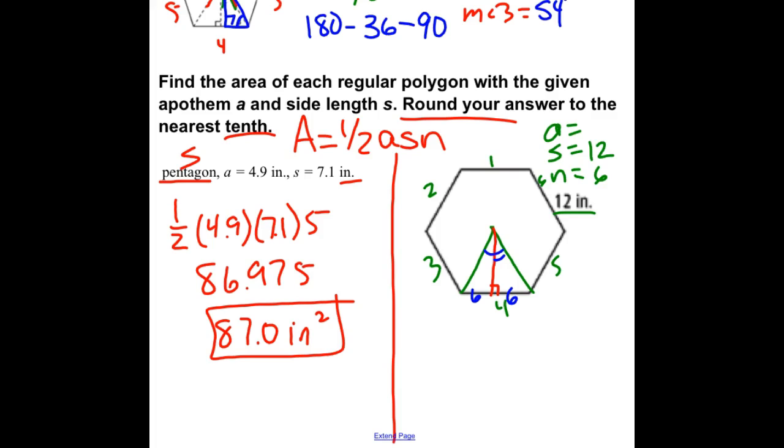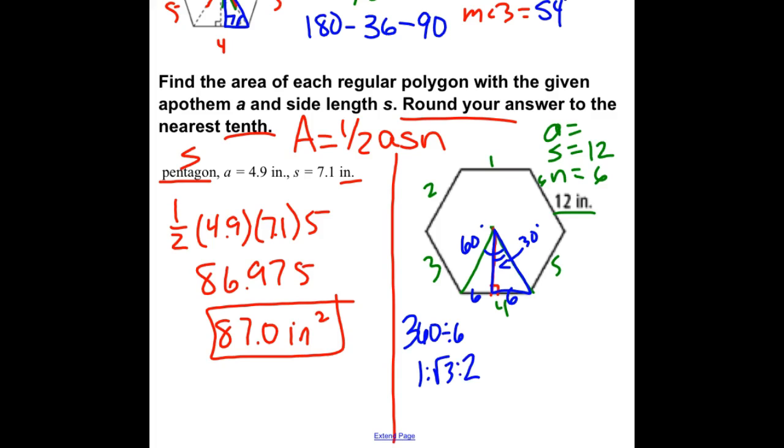So if there's 6 sides, to find the angle measure, I go 360, cut it into 6, and I get 60 degrees. And then I want to cut that in half because this makes a little right triangle, and I get 30 degrees. So that sounds like a 30, 60, 90 triangle to me, which gives me the ratio 1, square root 3, 2.